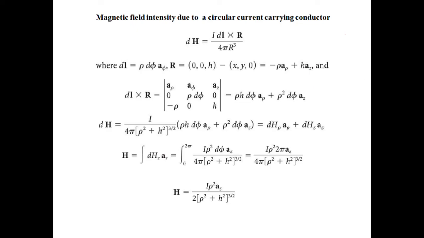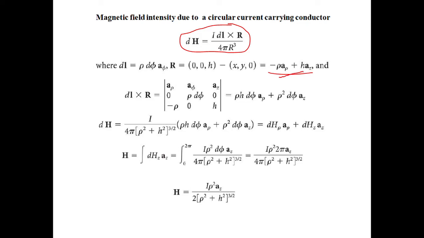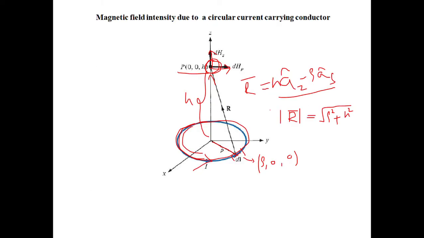So yes, again we are taking the equation from BIOT-Savart's law. Now what we need is I dl cross r divided by 4 pi r cube. So r, as I told you, it will be h az cap minus a rho cap. If you interchange that, it will be minus a rho cap plus h az cap. That is what is written here, right? So this is r, and what will be dl?